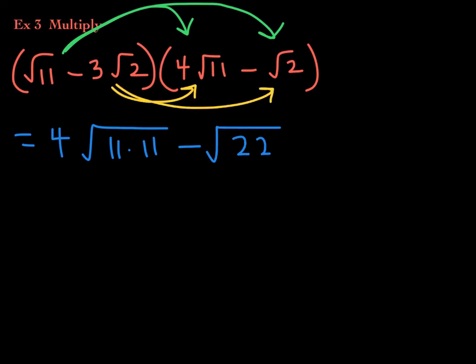So here we go. We have negative 3 times 4. That's negative 12. And then we have the square root of 2 times the square root of 11. That's again the square root of 22. Finally, we have negative 3 root 2 times negative root 2. So first of all, this is going to be a positive. And then we have, let me see if I could fit it there. We got 3 times that invisible 1, so that's 3. And then we have the square root of 2 times 2. So it'll be 2 times 2, like that.